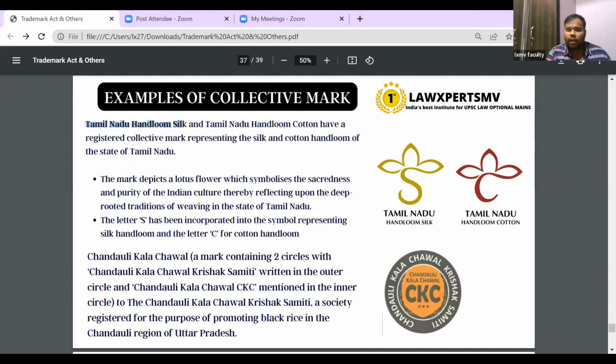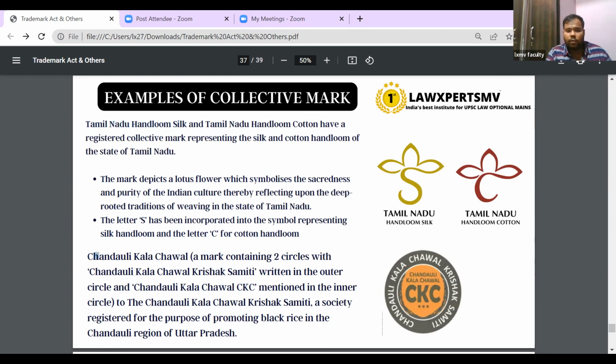So this Tamil Nadu handloom silk, you can see this logo, right? It is a certificate given by this particular Tamil Nadu association. If a particular good has this logo on it, then that particular silk saree or any silk material is manufactured by members of this particular association only. So that is the collective trademark.